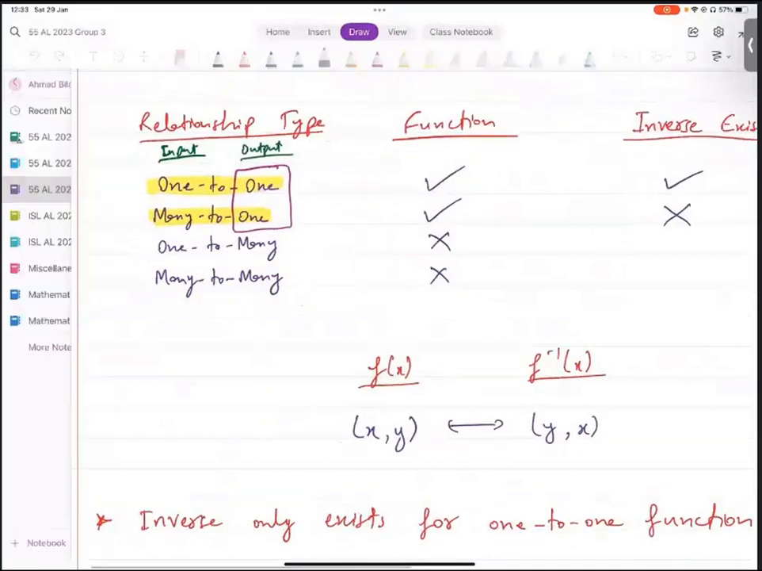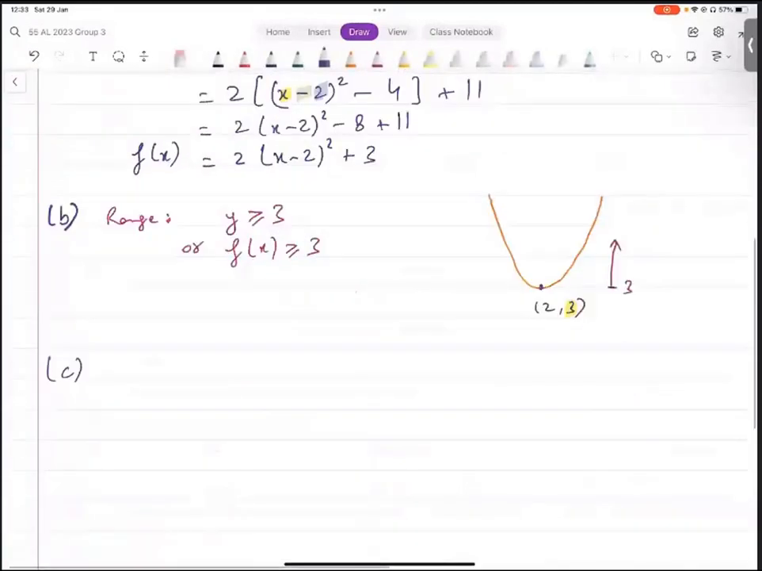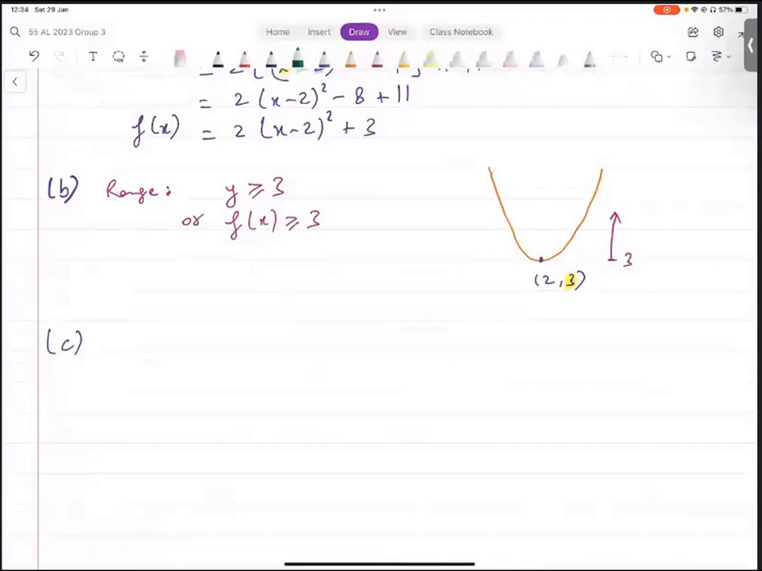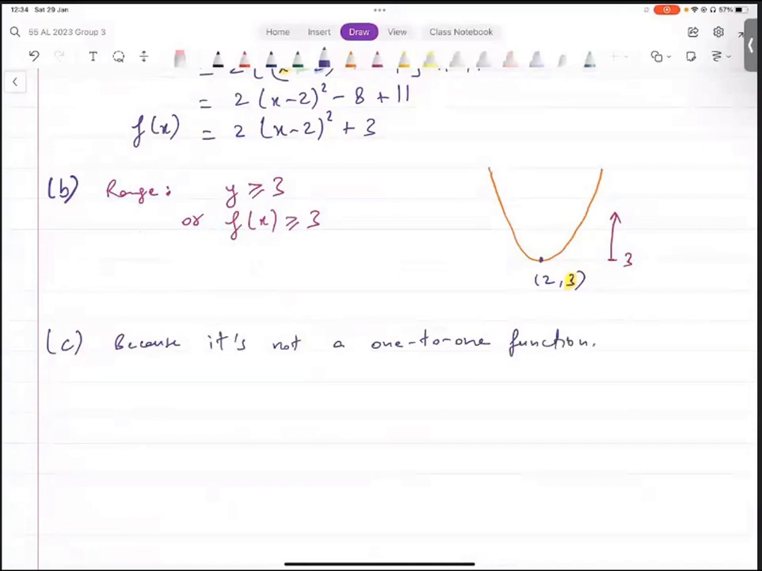ठीक है? अगर यहाँ पे देखें हम, this is not a one-to-one function. It fails the horizontal line test. आपने यहाँ पे क्या लिखना है? आपने लिखना है, it does not have an inverse because it's not a one-to-one function. Right? This is enough. If you want, you can also explain why you are saying it's not a one-to-one function.